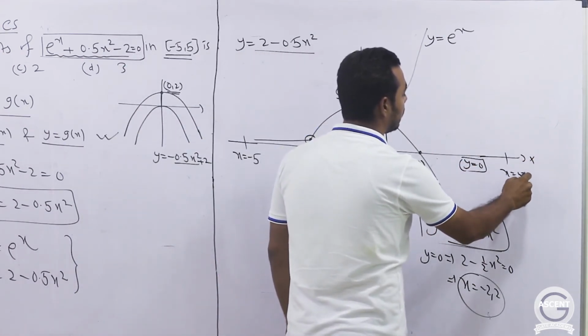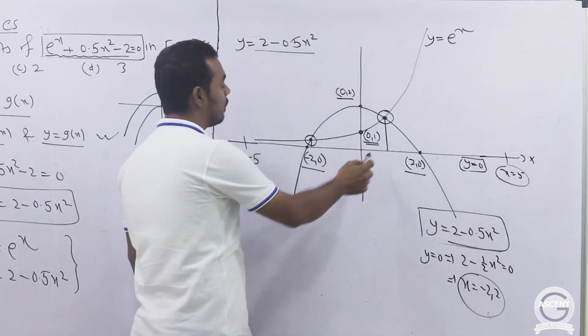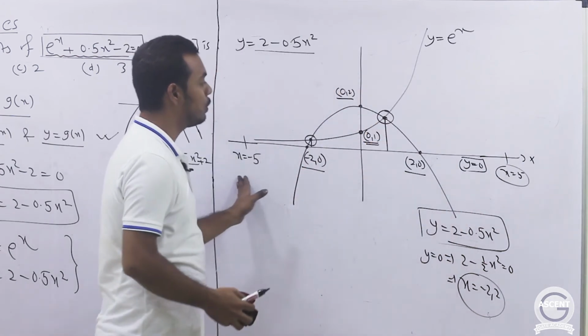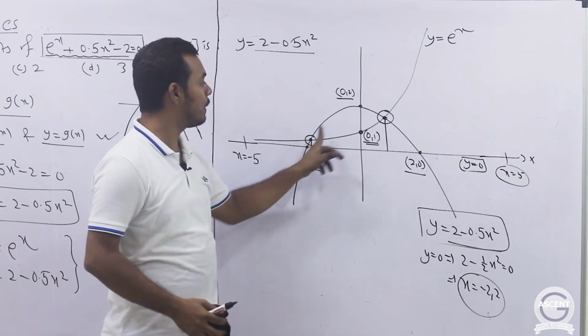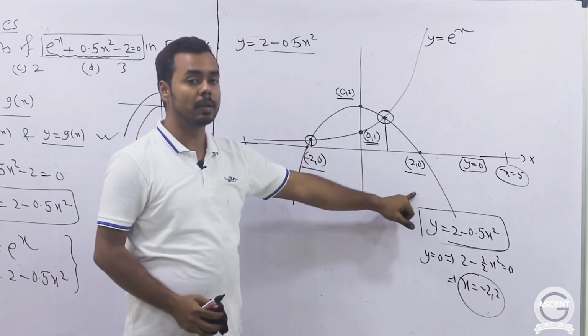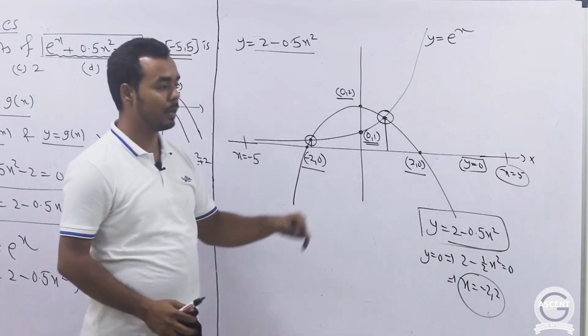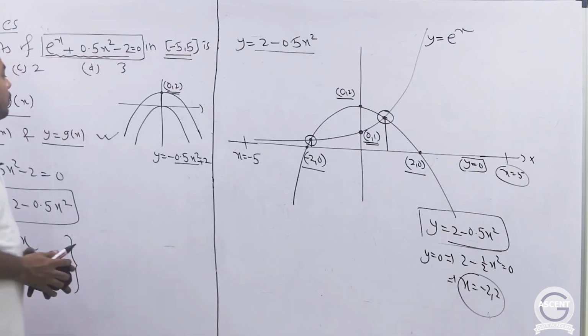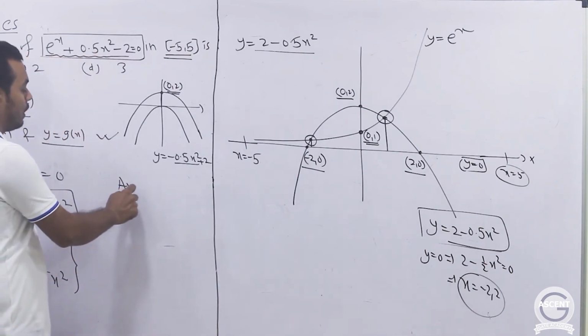The question was how many points of intersection are between minus 5 and plus 5. These 2 points of intersection are between minus 2 and plus 2, so they have to lie between minus 5 and plus 5. Therefore the number of solutions here will be 2.